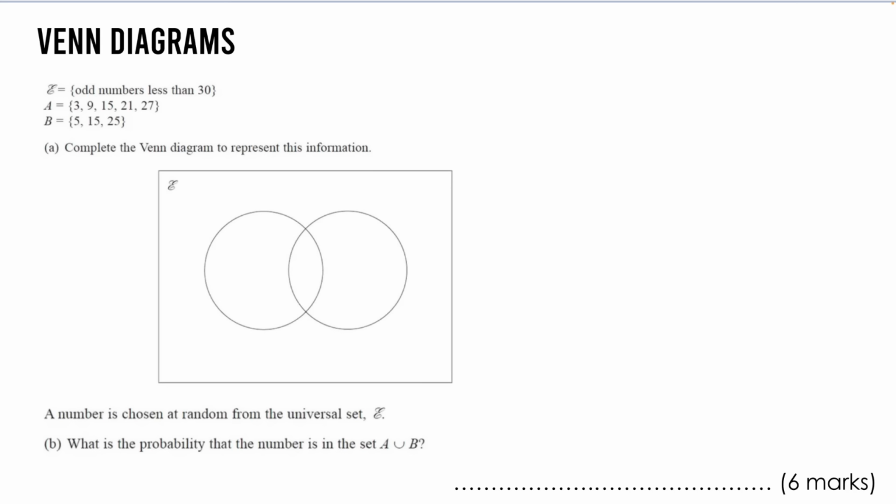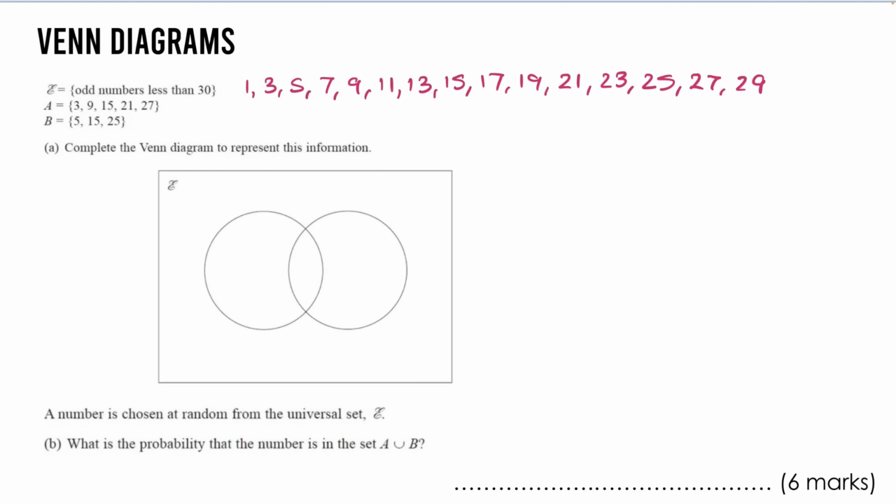So for a Venn diagram, we just need to be very, very careful that we put the numbers into the appropriate places. This one has a lot of numbers to use. It says odd numbers less than 30. So I would always recommend, even with a question like this, where there's a lot of numbers that are involved in that, to just make sure that you write all the numbers down. It's always very frustrating when you put all of these numbers into a Venn diagram and then you realise that you've actually missed a number off the list.